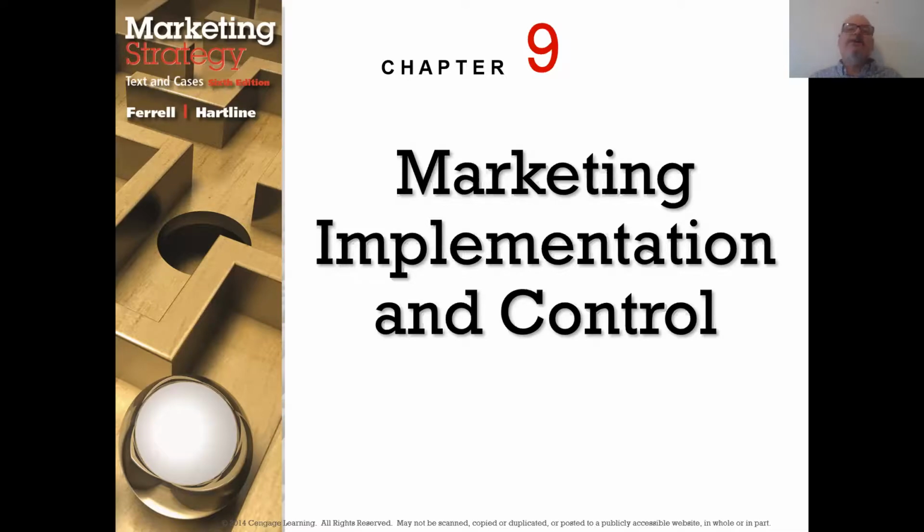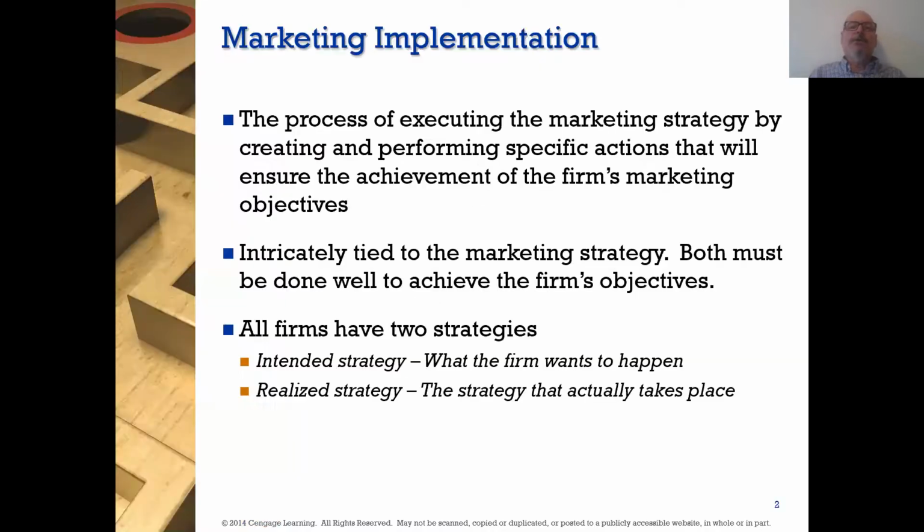So chapter 9 talks all about marketing implementation, marketing control. What is marketing implementation? The process of executing the marketing strategy by creating and performing specific actions that will ensure the achievement of the firm's marketing objectives. It's intricately tied to the marketing strategy. Both must be done well to achieve the firm's objectives.